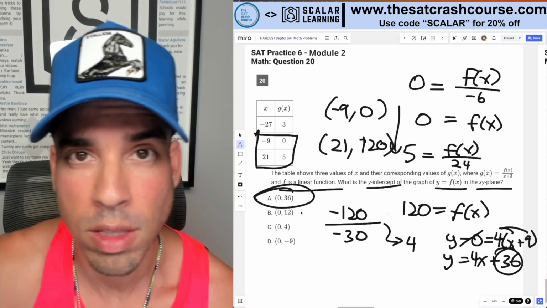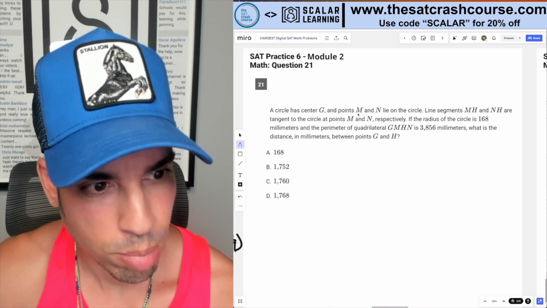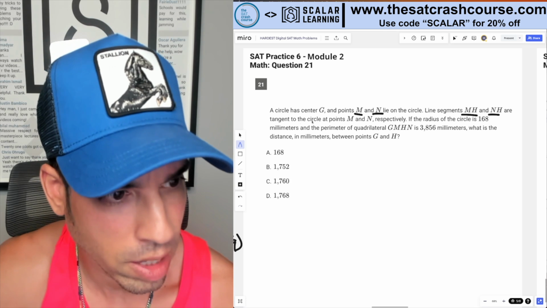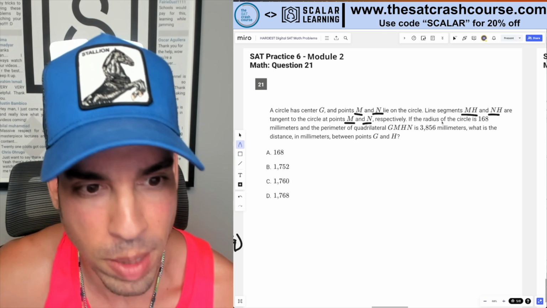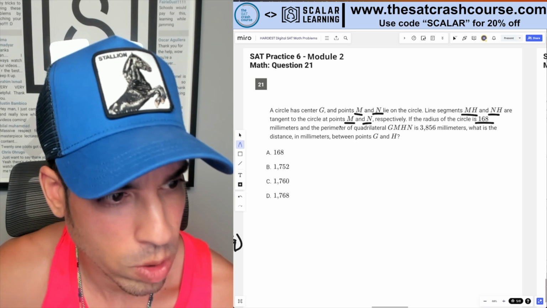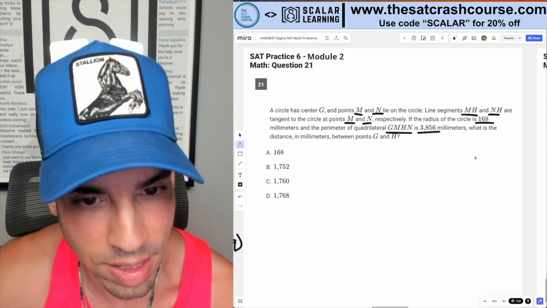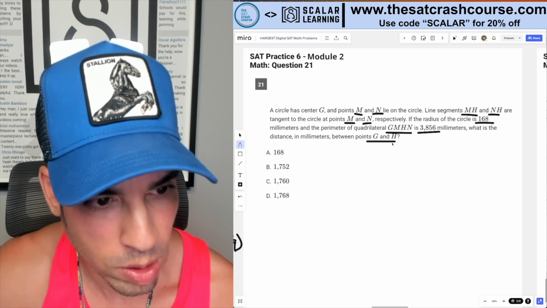A is the winner. Done. A circle has center G and points M and N lie on the circle. Line segments MH and NH are tangent to the circle at points M and N, respectively. If the radius of the circle is 168 and the perimeter of quadrilateral GMHN is this, what is the distance between points G and H?